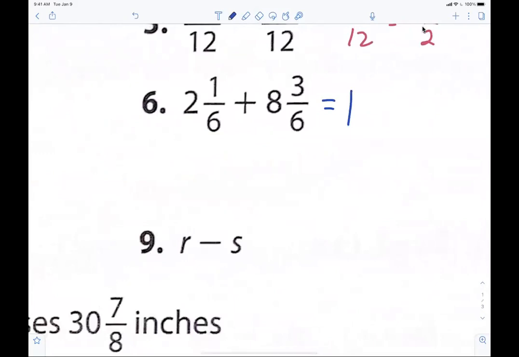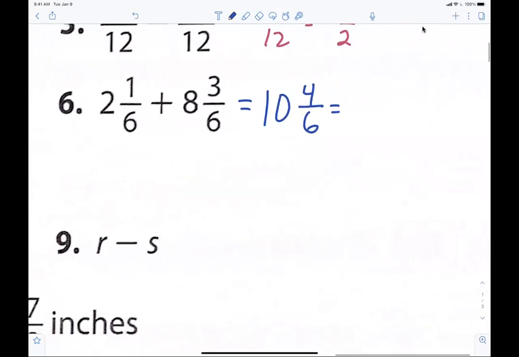10 and 2/3. Nope. 10 and what? 10 and 4/6. Yep, 10 and 4/6. And then we reduce it to 10 and 2/3. Yes, 10 and 2/3. All right, that's what I want. Anybody have any issues with that?